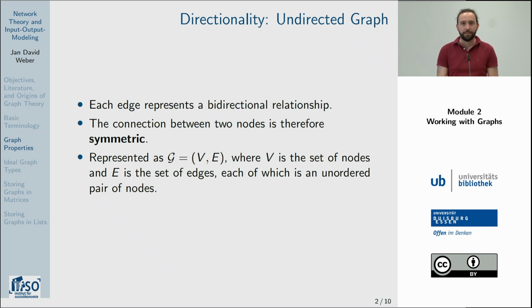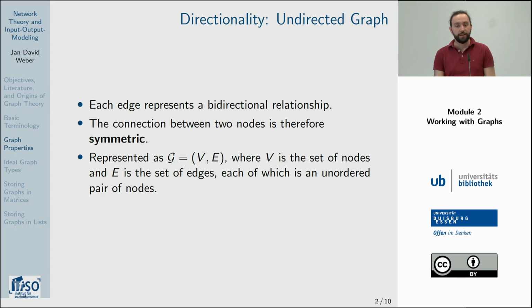Two nodes are connected, sorry. The two nodes are connected with an edge, and it does not matter in which direction they are connected. So the connection between those two nodes is symmetric. It counts the same way from node A to node B as the other way around. And we represent such a graph normally by two factors.